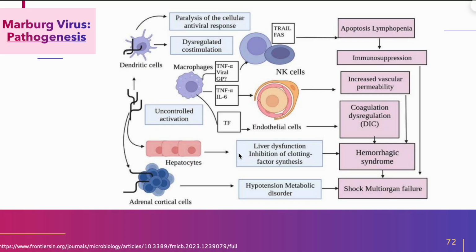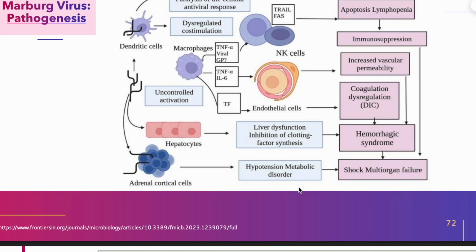For the hepatocytes, this virus goes to the liver cells, causing liver dysfunction, so it produces less clotting factor. And for the adrenocortical cells, this one relates to hypotension and metabolic disorders, so it leads to shock and multiple organ failure.